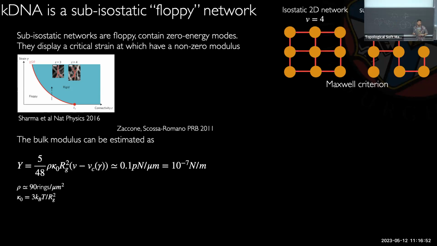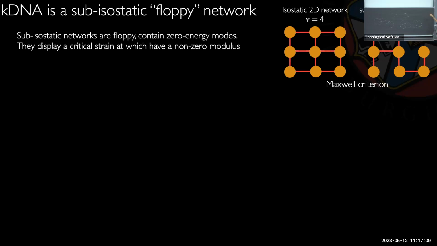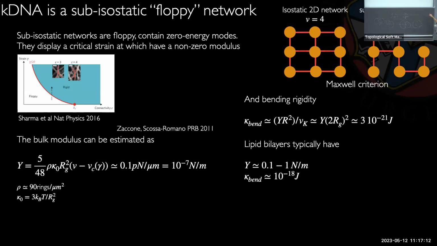Okay, we're mostly physicists here, so it's fine. What we get is something of the order of magnitude of 10 to the minus 7 Newton meters, which, if you put it into context, lipid layers have a Young modulus of about 0.1 or 1 Newton meters. So this is 10 to the minus 6 times that. It's 1,000,000 times softer.